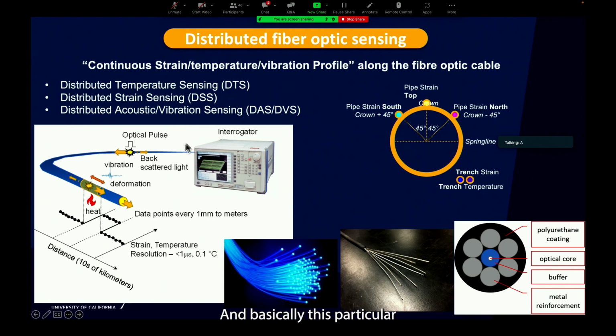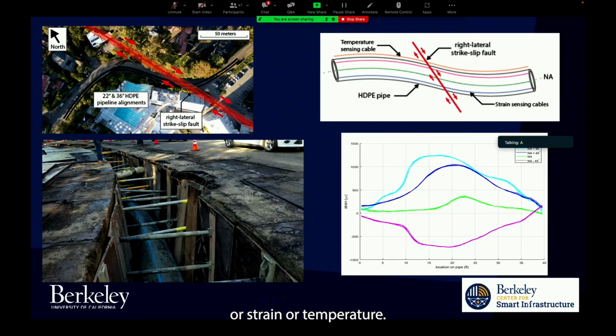Basically, what this particular fiber optics interrogator does is you shoot a light, and at every point, a light comes back, and you look at the signature of the light coming back, scattering from that point, and that gives us a noise, which is acoustic sound, or strain, or temperature.